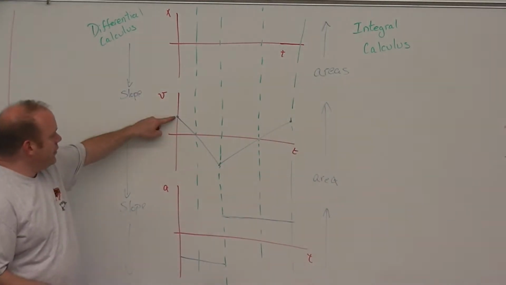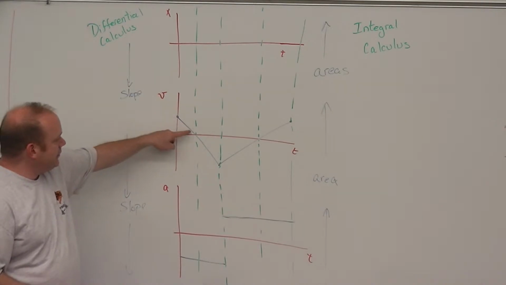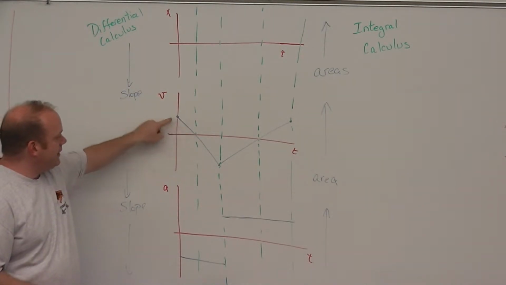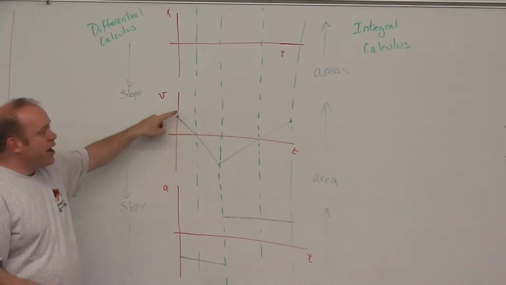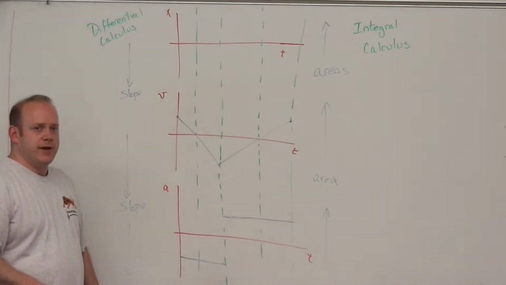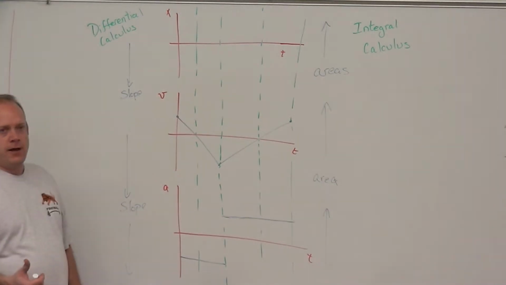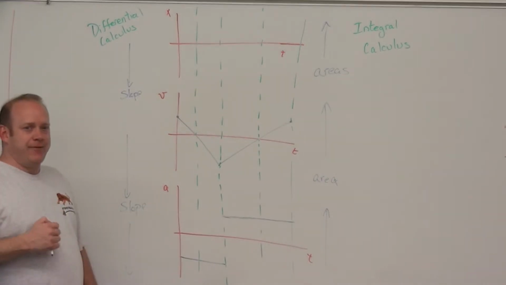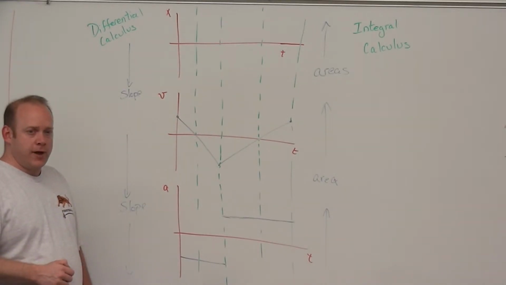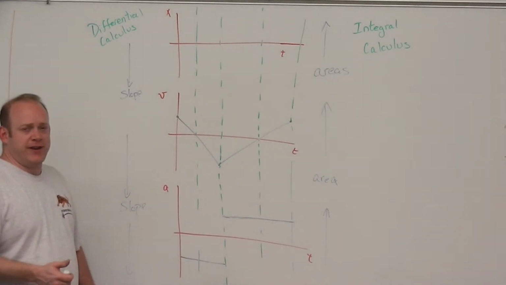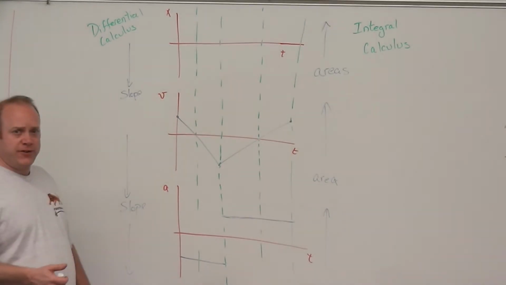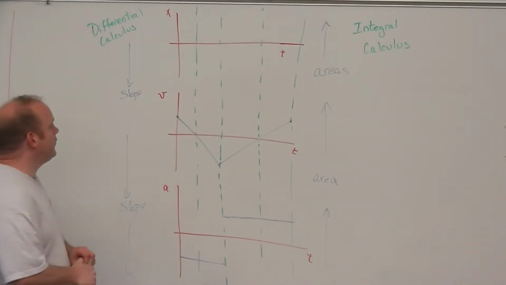I know that I start off in this area where my velocity is positive. Yes, the slope is negative, but my velocity is positive. All I know is that my position increases. I don't know anything about where to start. I have to give you a starting point. For those of you who are calc savvy, that's where the plus C comes in. You need to know where to start.